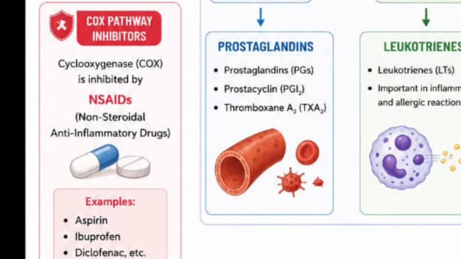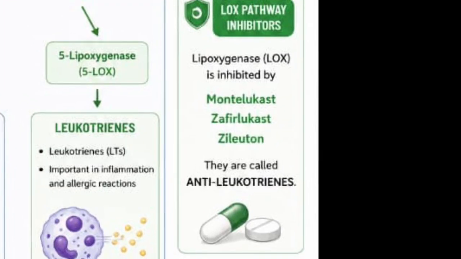If I give the patient anti-leukotriene medications, these are leukotriene inhibitors. Examples of leukotriene inhibitors are montelukast, zafirlukast, and zileuton. They inhibit 5-LOX, which is 5-lipoxygenase. Because leukotriene is released during inflammation.